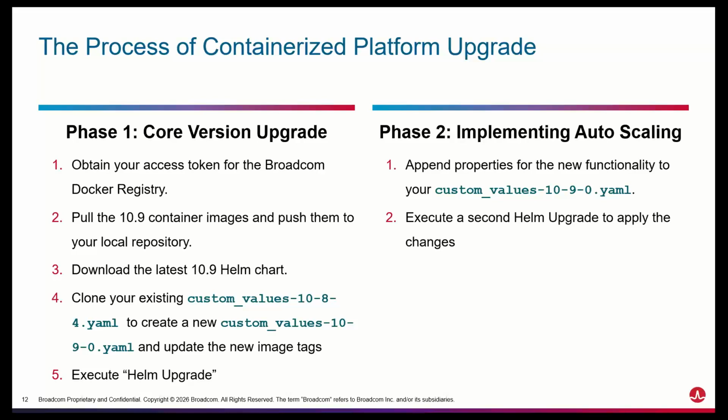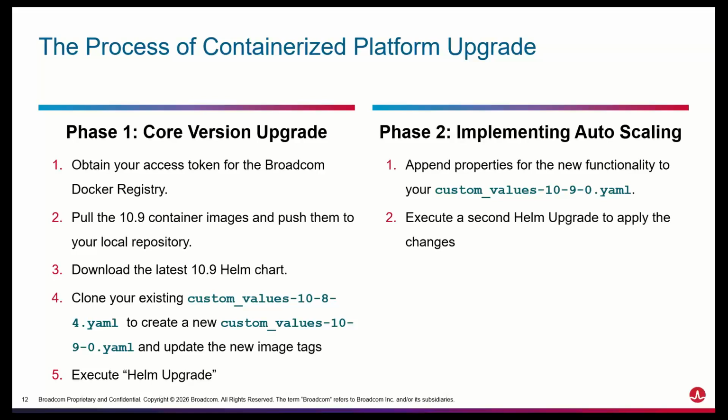Once you get the access token key, what you need to do is collect the images. So you are pulling the images locally, and you are pulling the latest Helm chart. Say you already have a previous version deployed, for example 10.8.4, with the default Helm chart which you already configured. Now you are pulling the 10.9 Helm chart.